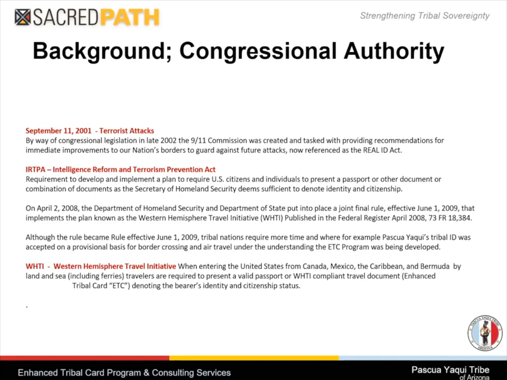So then on June 1st, 2009, after that government-to-government consultation, the WHTI rule was enacted, and what it states is that when entering the United States from Canada, Mexico, the Caribbean, and Bermuda by land and sea, also including by ferries, travelers will be required to present a valid passport or another WHTI compliant document that would denote their identity and their citizenship status. You may be asking, what are those WHTI compliant documents? But later on in the presentation, I'll show a side-by-side review of what acceptable documents are allowed under that law for you to review.